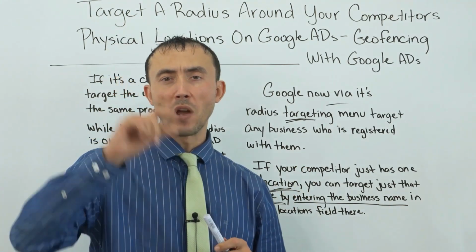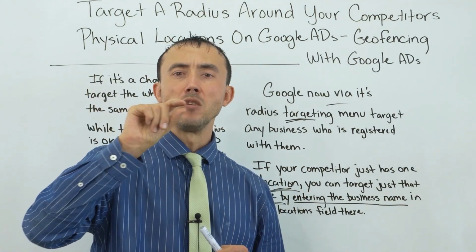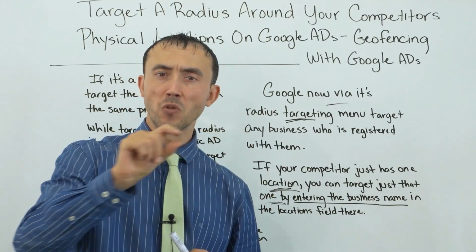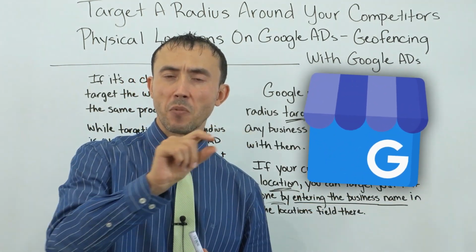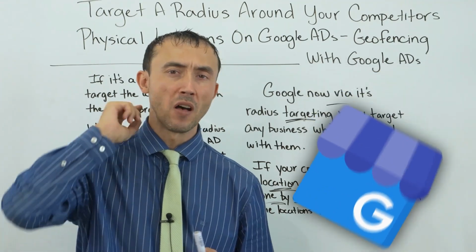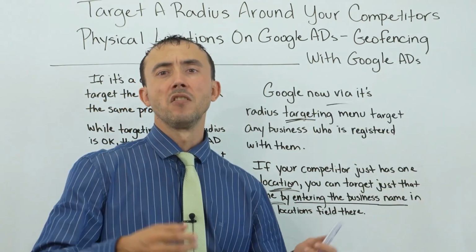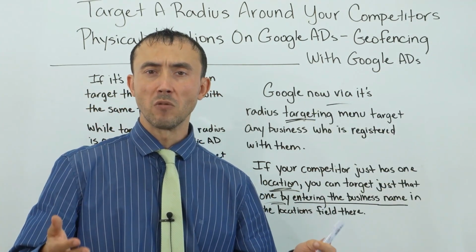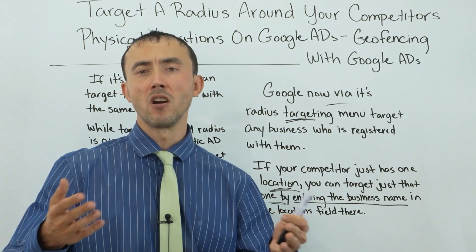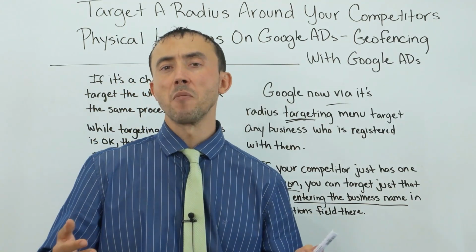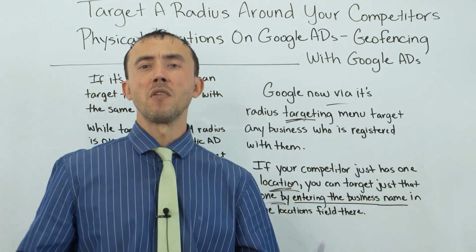If the radius radio button is selected and you put the business name in there and it's been registered with Google Business, and that business has a Google Business profile, which obviously most businesses do, then you could target that radius around that particular business. And you could target 1 kilometer or 10 kilometers or whatever distance around that business that you want.